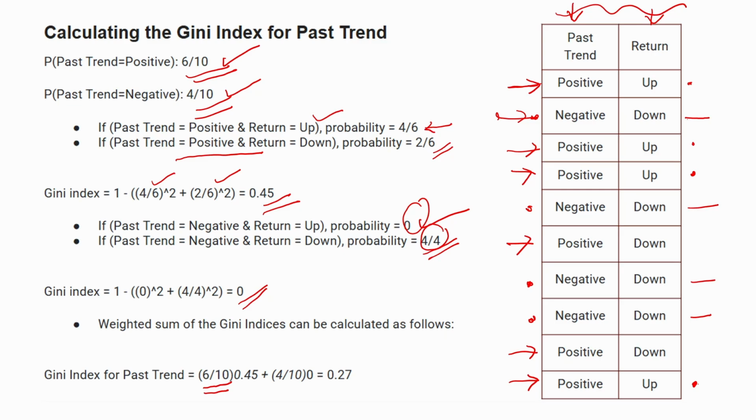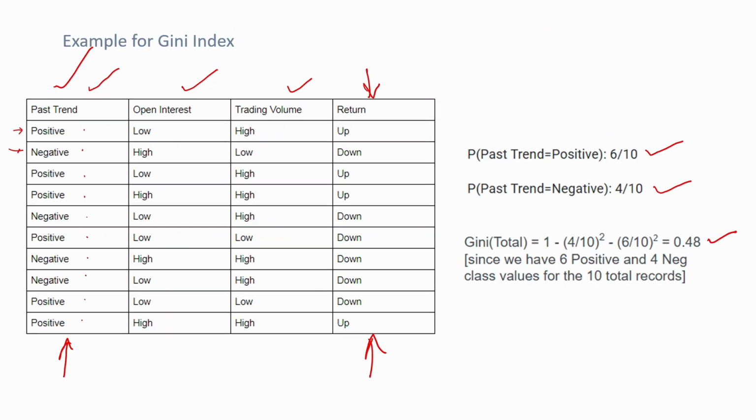So 6 by 10 into the Gini index of the positive one, that is 0.45 we have evaluated. Then plus the negative, out of 10, 4 are negative. So 4 by 10 into, what is the Gini index? We got it as 0. So that into 0. So you got it as 0.27. So this is the Gini index corresponding to the feature past trend. Now how many more features are there? So this is done, we are done with past trend.